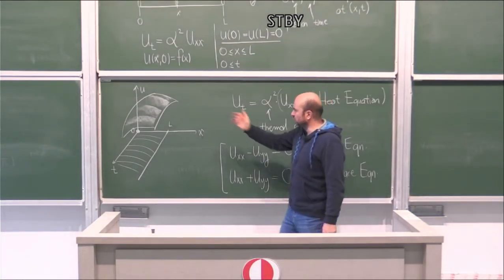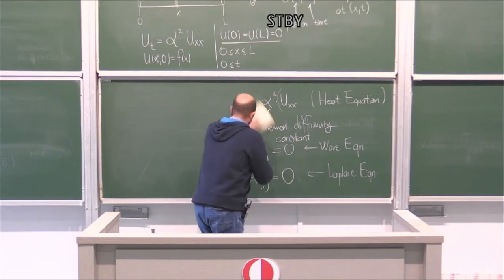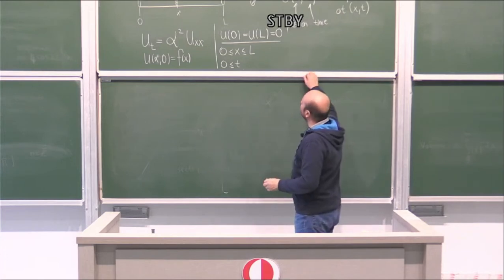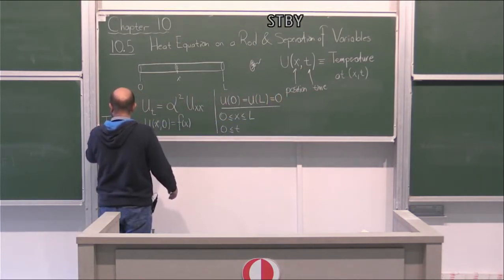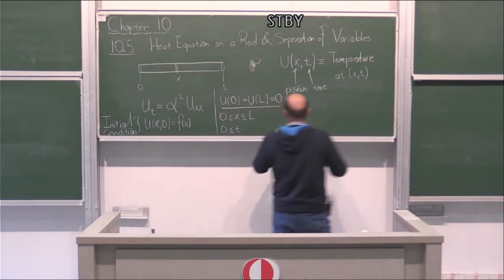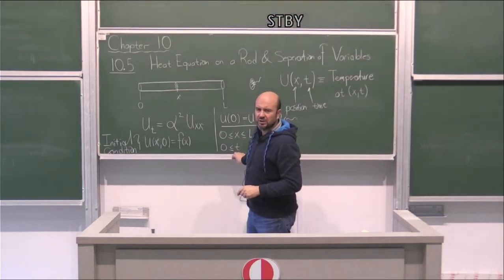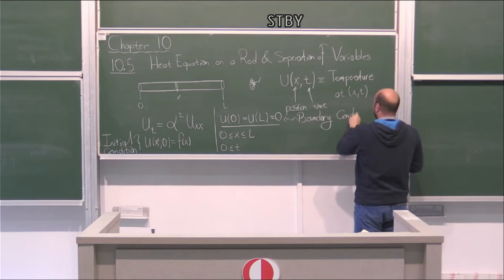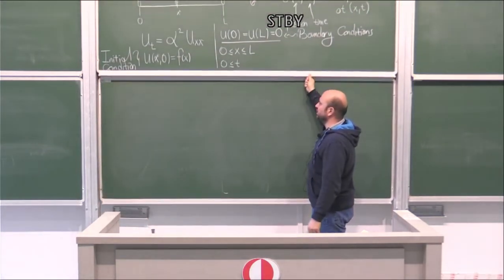So basically, the solution will be, as I said, a surface. And if you look at this problem, you can think of it in the following way. If you go back to the problem, we have an initial condition. And also we have this. These are the ends, the boundaries of the object, of the rod. So these are the boundary conditions. So I have an initial condition and boundary conditions for this problem. So we can think of it as an initial value problem plus a boundary value problem.